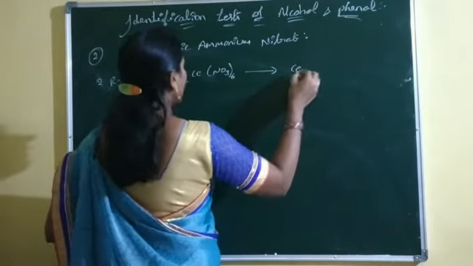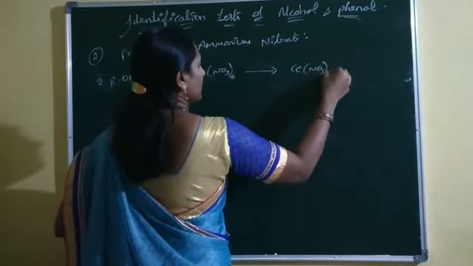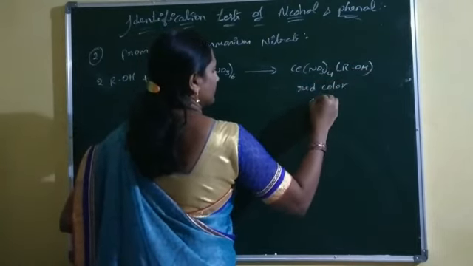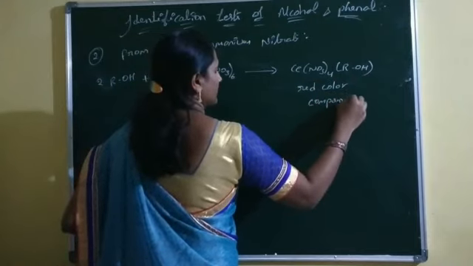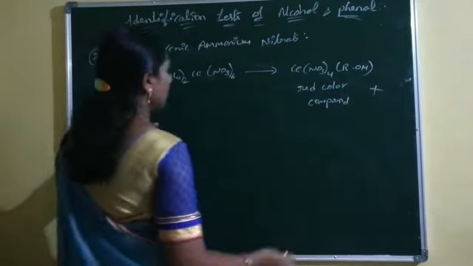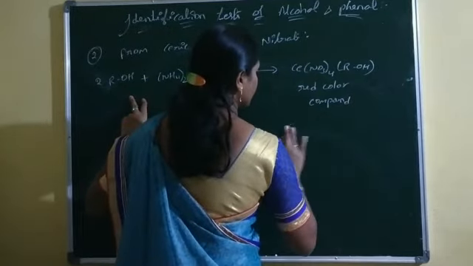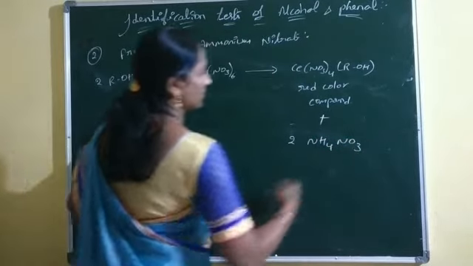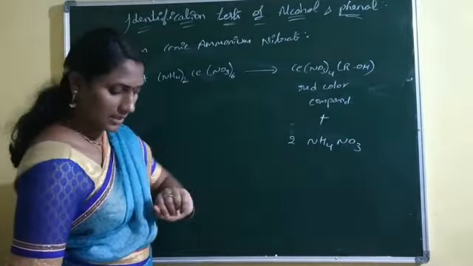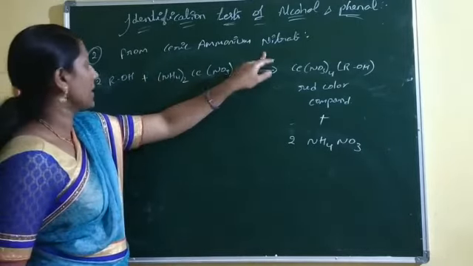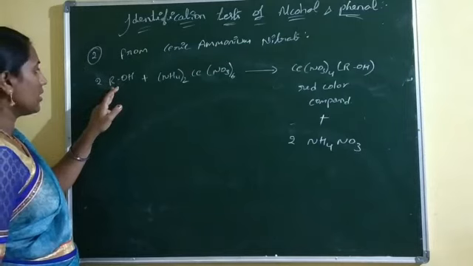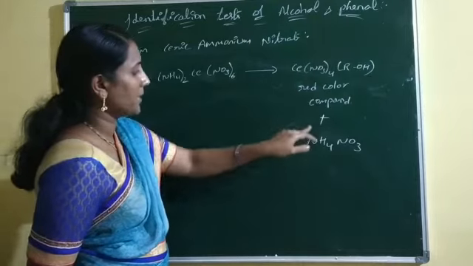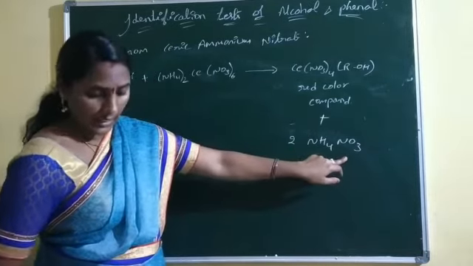That is, a red color complex is observed. The byproduct is 2 moles of ammonium nitrate. From ceric ammonium nitrate, you take 2 moles of any alcoholic compound treated with ceric ammonium nitrate to form a red color compound, and the byproduct is 2 moles of ammonium nitrate.